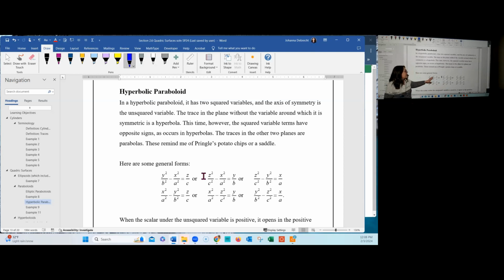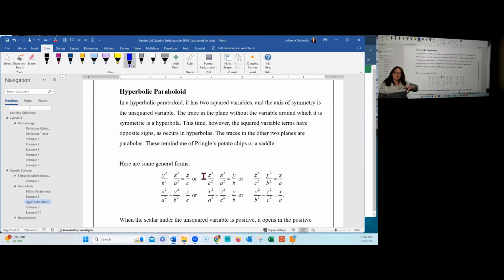When we're looking at these, the axis of symmetry, if it has one, is again going to be given by the unsquared variable. So if z is not squared, then the axis of symmetry is along the z-axis. Now, the trace in the plane without the variable around which it is symmetric gives us a hyperbola. That should make sense to you, that you would get a hyperbola if you were to graph these. This time, however, because they have opposite signs, it's giving that hyperbola and not a parabola. But weirdly, the hyperbolic paraboloid in the other two traces does give a parabola shape.